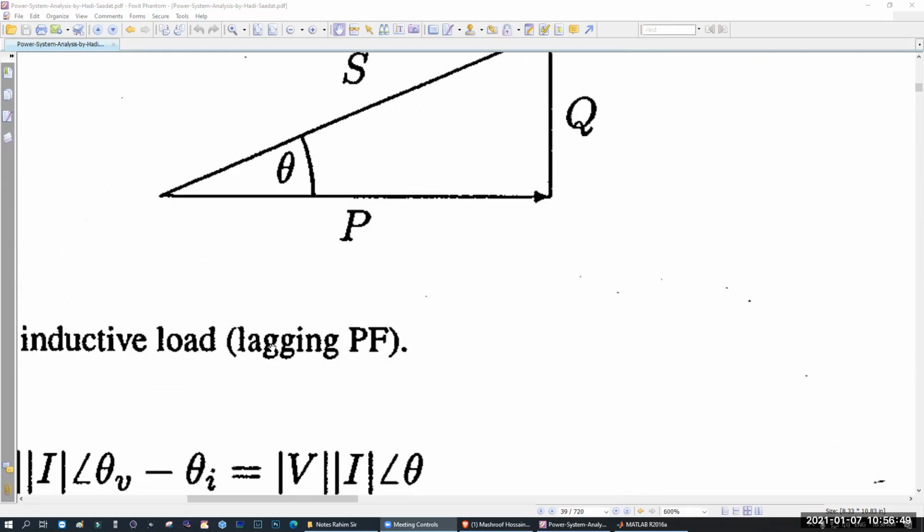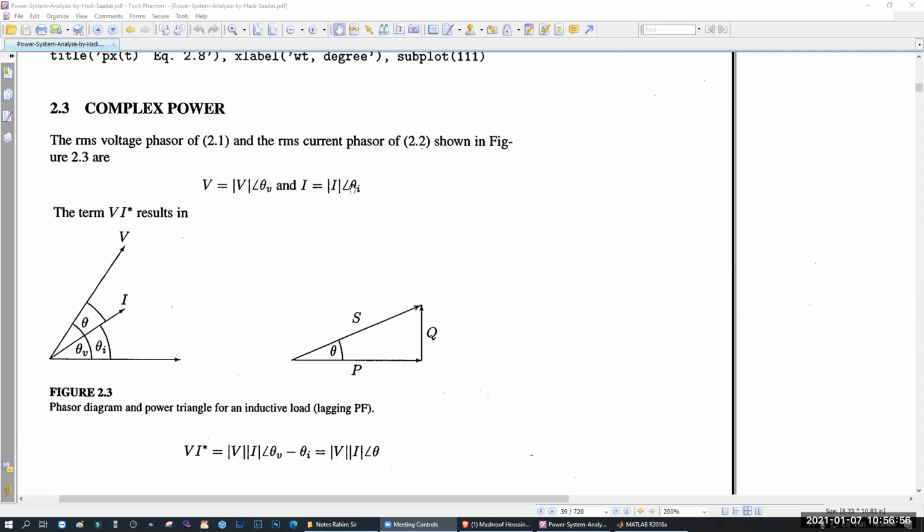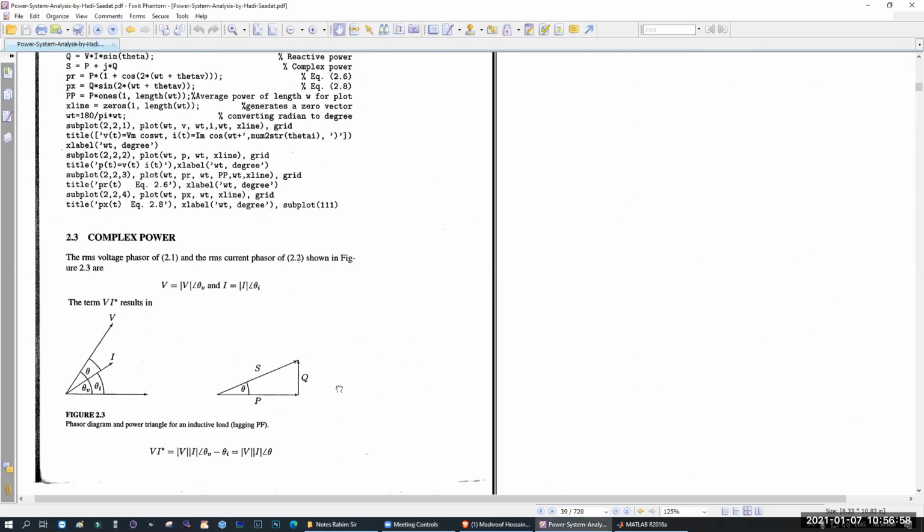By the way, this is the lagging power factor. Why is it lagging? Can anyone say why it is lagging? It is lagging because your angle was negative. That's why.